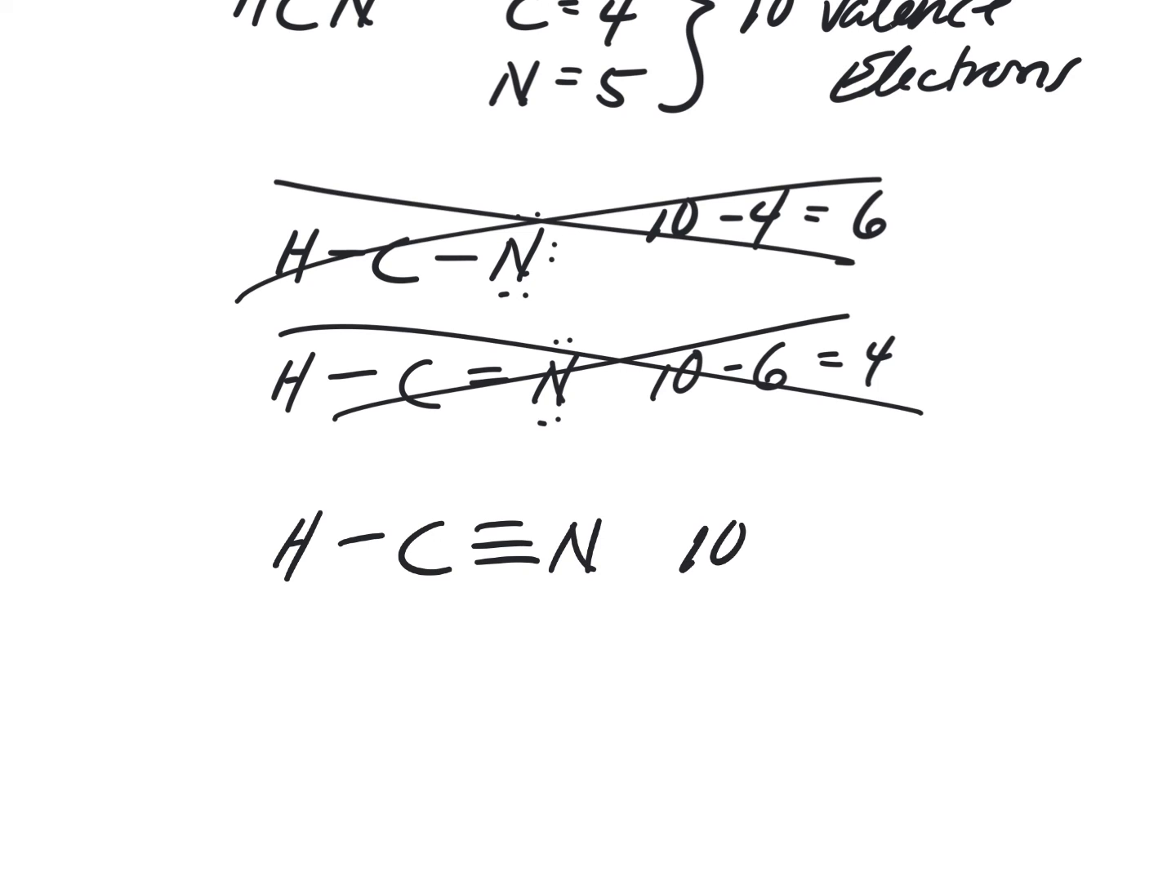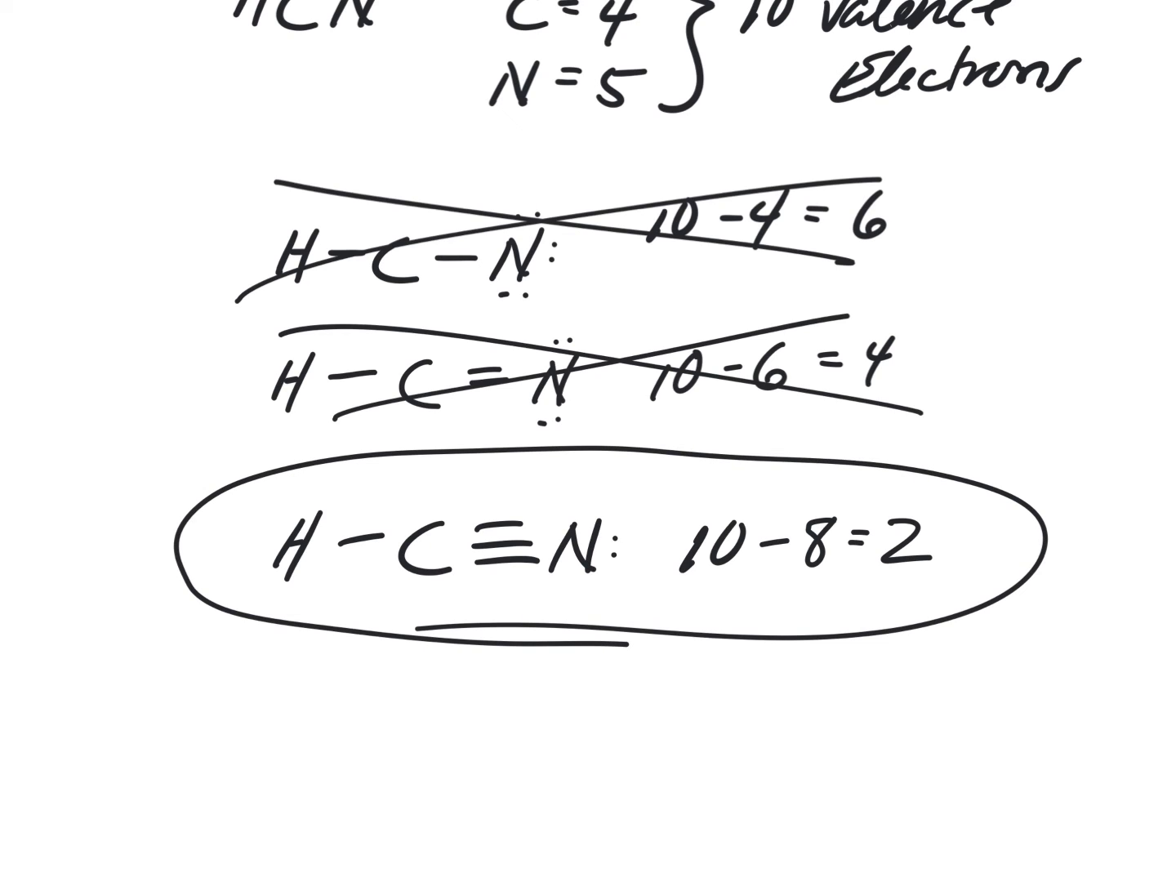All right, 10 electrons minus 2, 4, 6, 8 electrons leaves us with 2 left over, and we have 2 at the nitrogen. So that's 2, 4, 6, 8 for nitrogen, 2, 4, 6, 8 for carbon, and 2 for hydrogen. This is our structure, and that should do it for this video.